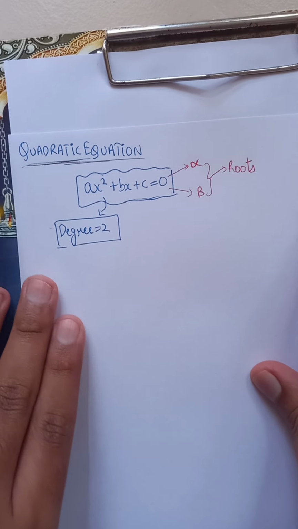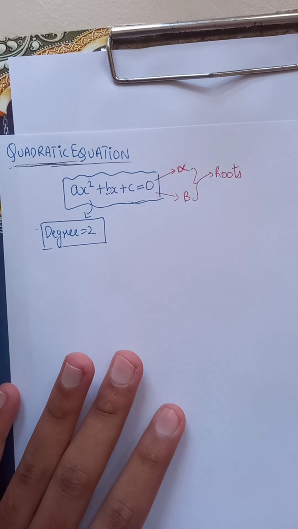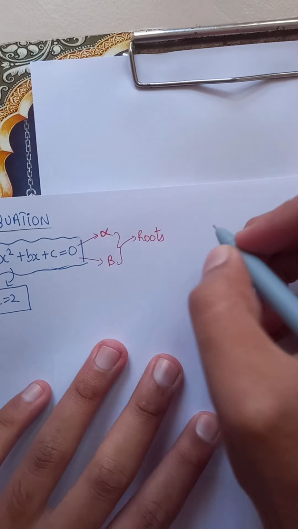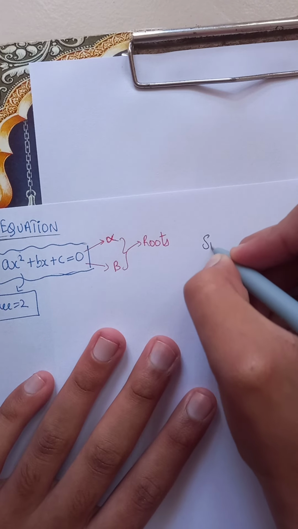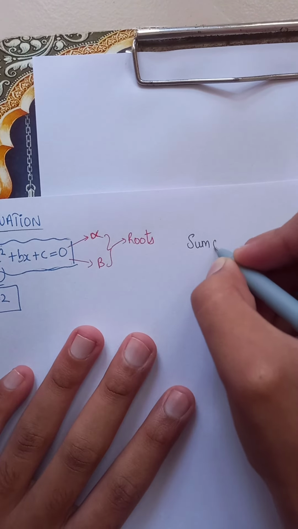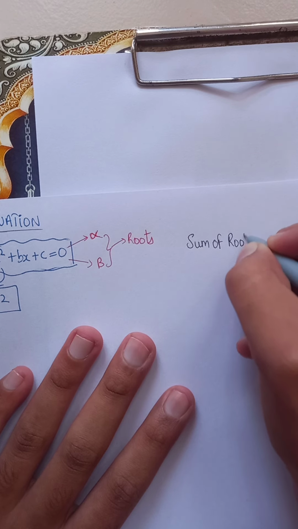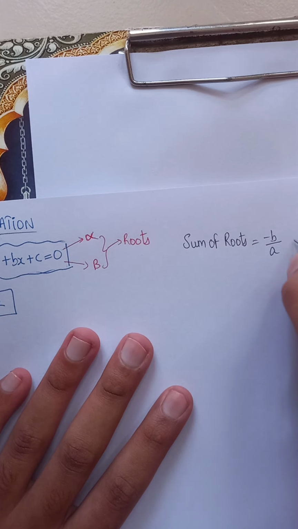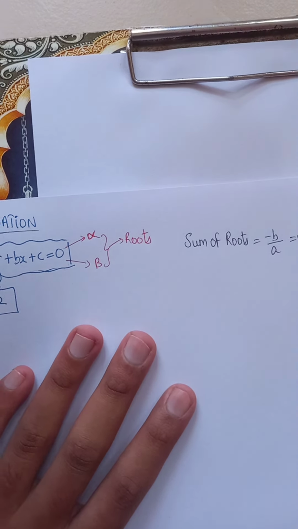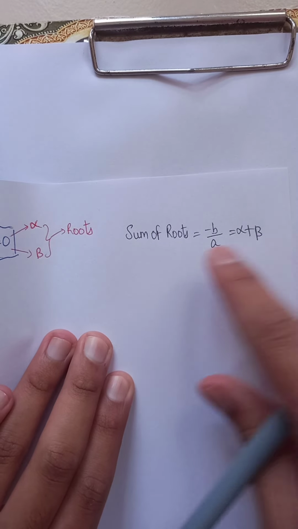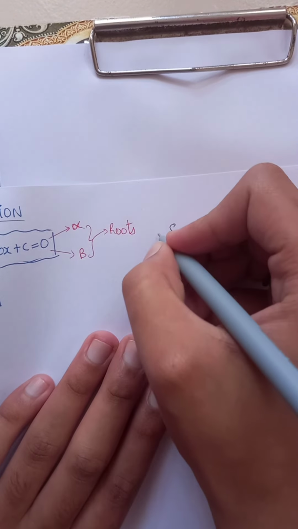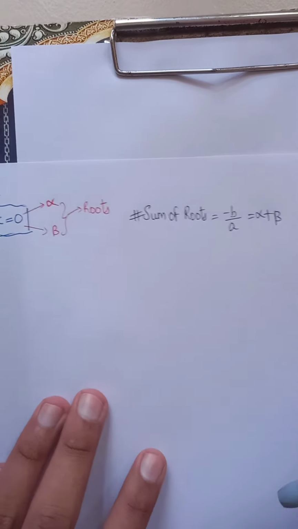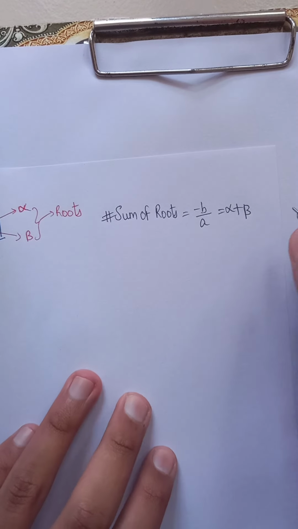Okay, so suppose alpha comma beta are the roots. What is the sum of the roots? You all learned it in 10th class, right? Sum of roots is nothing but the formula minus b by a, which is equal to alpha plus beta. Alpha plus beta is the sum of the roots, which is equal to minus b by a. Just remember this in case you have forgotten.